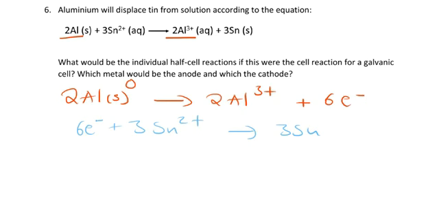Which metal would be the anode, which the cathode? This is very simple for you to actually make an observation. So which one is oxidation? So oxidation is the first one. So aluminium is oxidation. So aluminium solid would be the anode. The cathode would be tin solid. Okay.